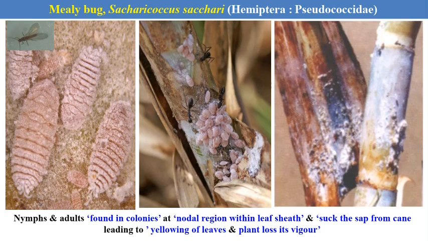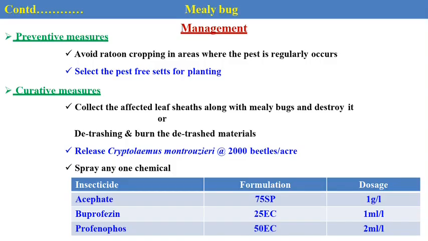The next one is the mealybug, Saccharicoccus sacchari. It is also a sucking pest. Hence the egg, nymphs and adult are the different life stages. Both nymphs and adults are the damaging stages. Both nymphs and adults are found in colonies at the nodal region within the leaf sheath and suck the sap from the canes, leading to yellowing of the leaves, and the plant loses its vigor or vitality.